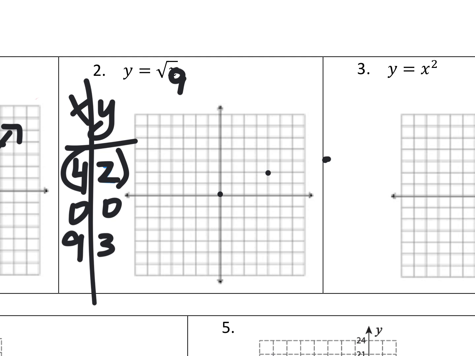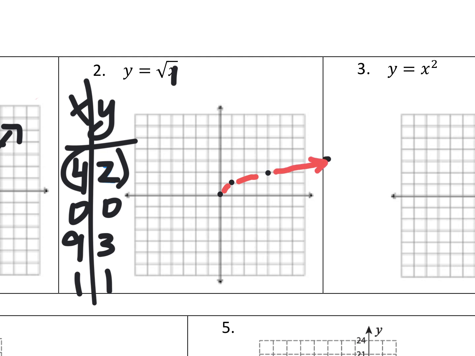How about one more point? What's another thing you can square root nicely? 1. A lot of people don't think of 1, but 1 works. Because, think about it, you're trying to find something times something that'll make 1. And what's the answer? 1. So 1, 1 is a point on this graph. And then if you connect the dots, you see you've got the square root graph.